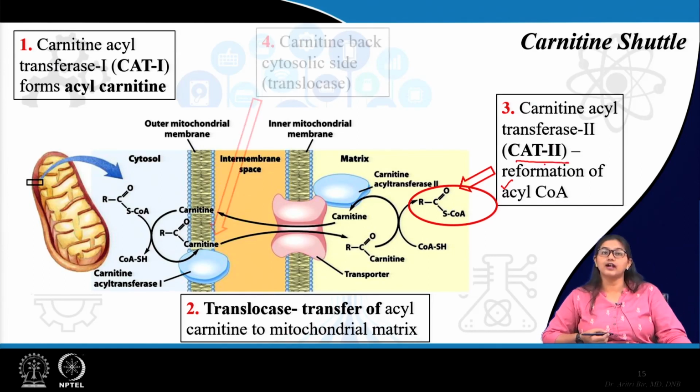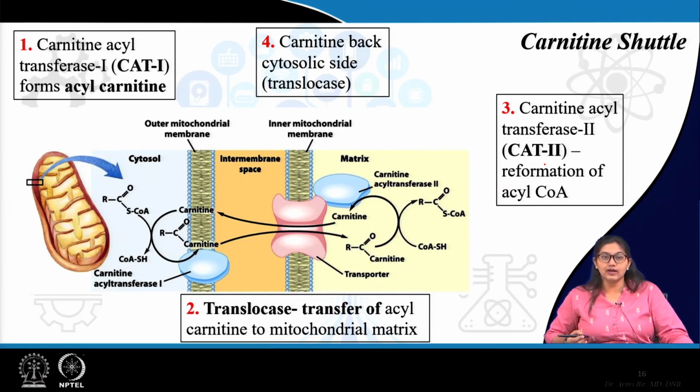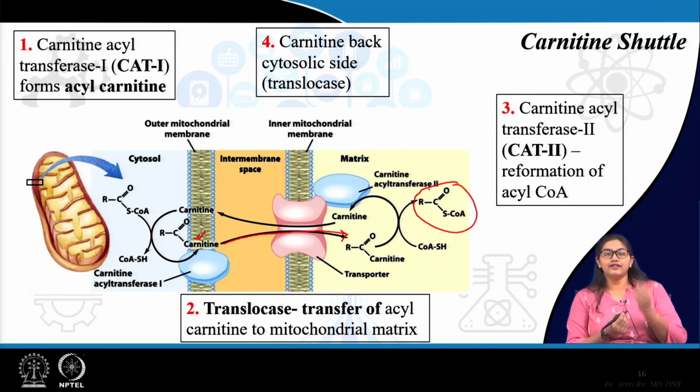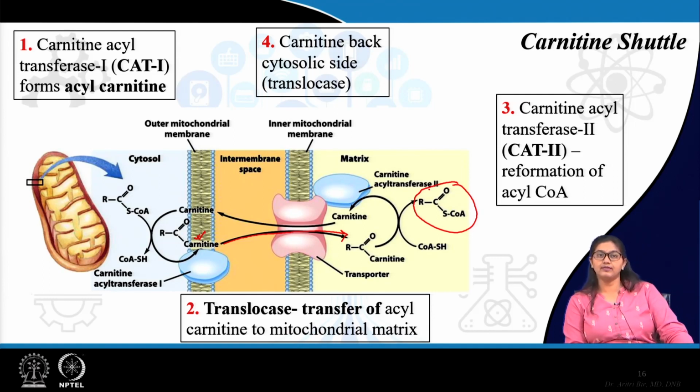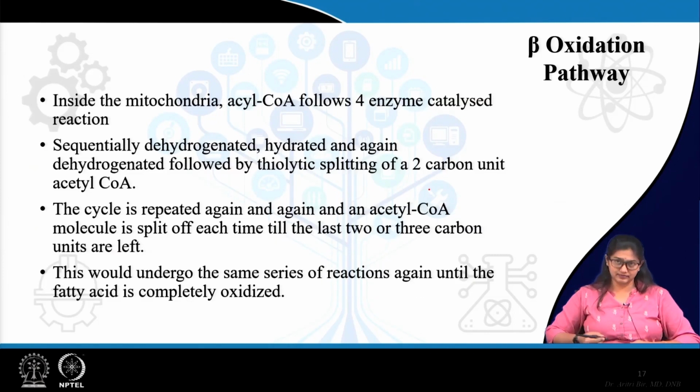And what happens to the carnitine? Carnitine goes back to the cytosolic surface via the translocase enzyme. So, once again, there is formation of acyl carnitine with the help of the enzyme CAT1. This acyl carnitine is transported inside the mitochondrial matrix via translocase. There is reformation of acyl coenzyme A, and carnitine transfers back through the mitochondrial intermembrane space to the outer mitochondrial membrane. So, now the activated fatty acid is inside the mitochondria.